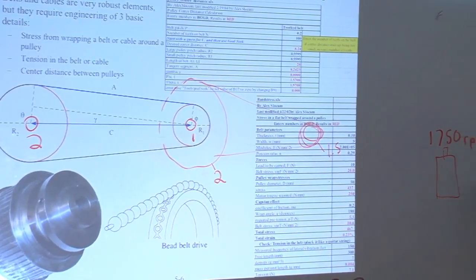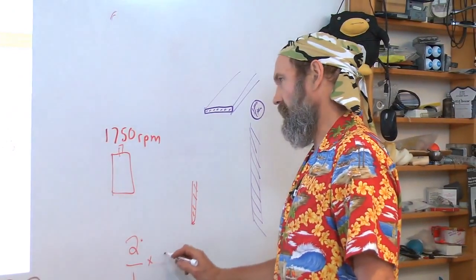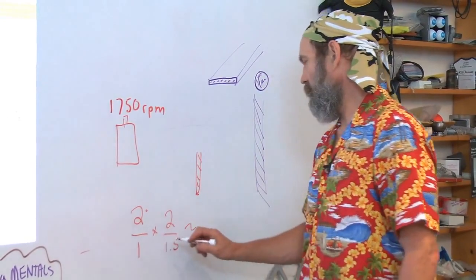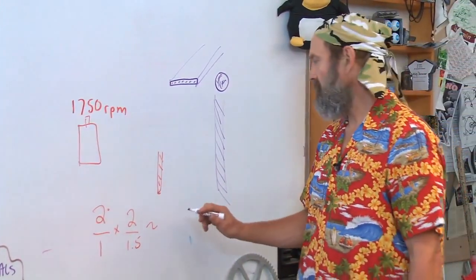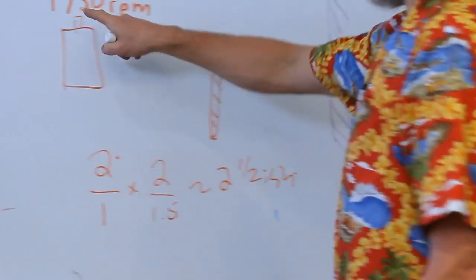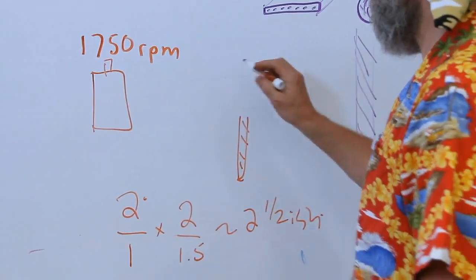So the speed up is 2 over 1 times 2 over 1.5. 4 over 1.5, yeah, call it 2.5-ish. So from 1750 times 2.5 is what? 4,000-ish?